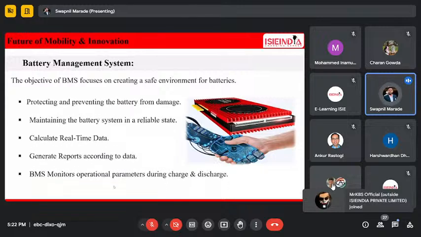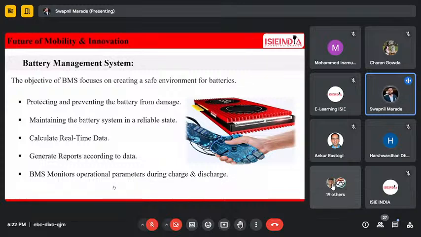The objective of the battery management system is focused on creating a safe environment for the battery. First is protecting and preventing the battery from damage. Second is maintaining the battery system in a reliable state, calculating real-time data at the time of charging and discharging, and thereafter generating a report according to the data. And third, the BMS monitors the operational parameters during charging and discharging time. Right, so this is the objective of the BMS, which is focused on creating a safe environment for the battery.